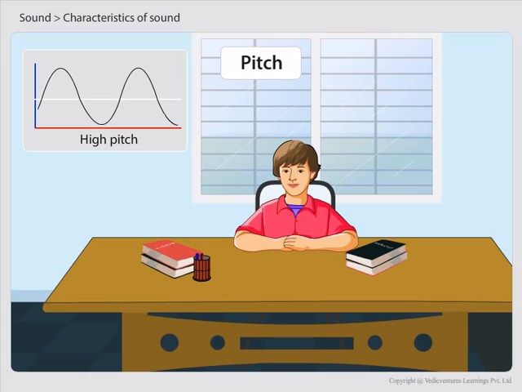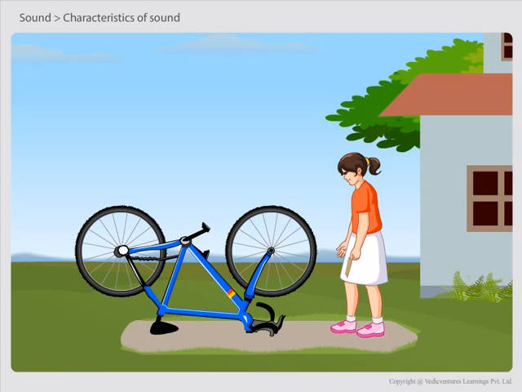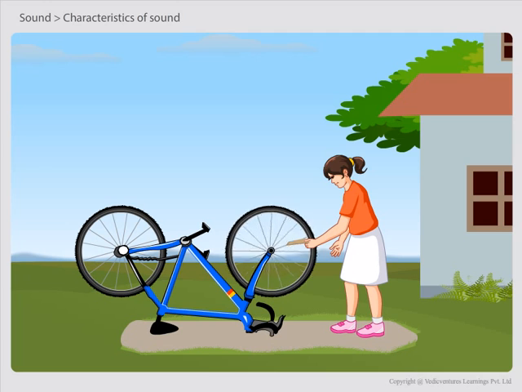Pitch of sound depends on the frequency of sound. That means it depends on the frequency of vibrations produced. Let us understand this by a simple activity. Keep your bicycle upside down on its saddle. Hold a piece of soft cardboard so that it touches the spokes of the back wheel. Move the wheel. The wheel rotates. The spokes of the moving wheel touch the cardboard and it vibrates.